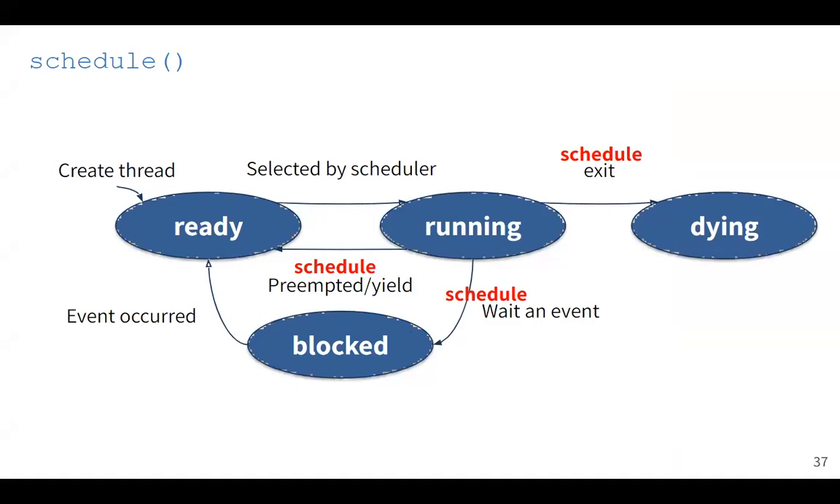Again, going back to schedule. You call schedule on a running thread, and schedule yields the CPU to another thread. The current thread may be going back to the ready state, or it can be going to the blocked state, or it can be going to the dying state. In any of these cases, you should be calling schedule to yield the CPU.